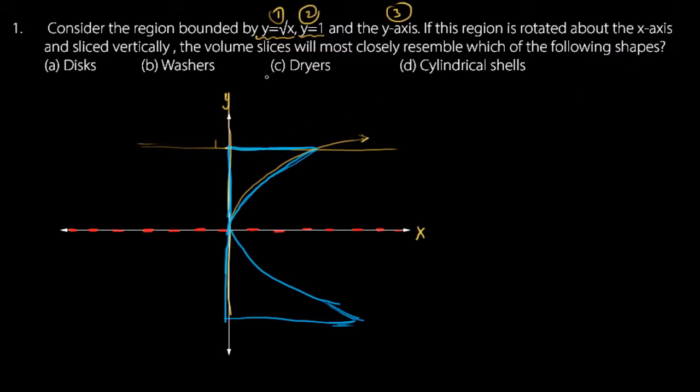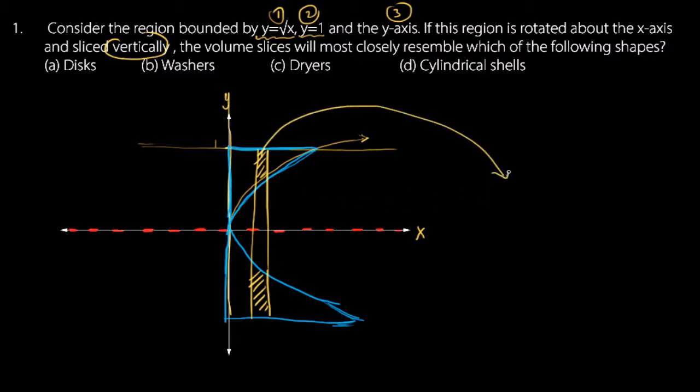Since we've been told to use vertical slices, when we have a vertical slice like this, the slice intersects this region at this area here, and it also intersects this region at this area here. Now this object is rotating, so what we just need to do is draw the shape that is formed during the rotation of this object around the x-axis. This is the shape that we're going to obtain.